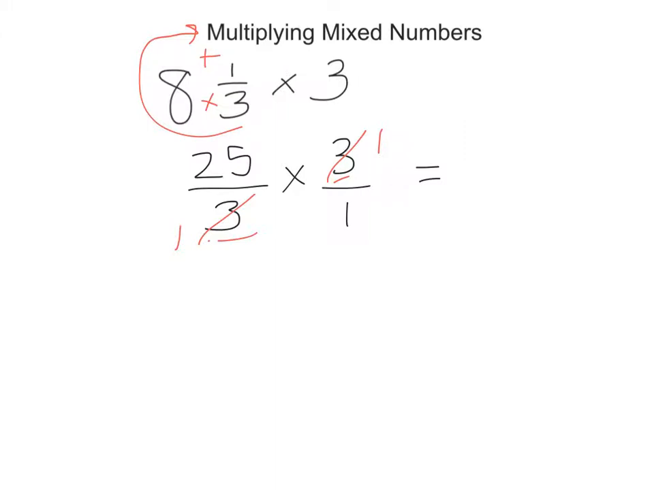So now that I multiply across, I have 25 times 1, which is 25, over 1. And we just need to convert that back into a mixed number or a whole number. 25 divided by 1 is actually 25. And that would be our answer. Now let me work one more example.